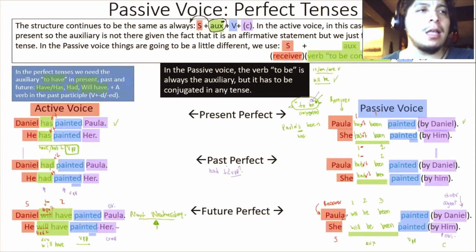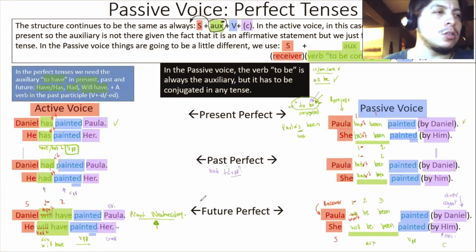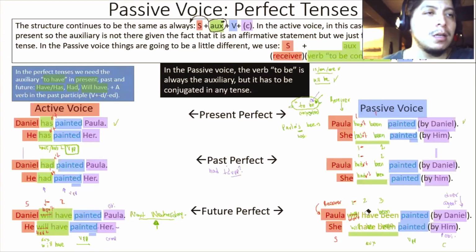Perfect. And what about the future perfect? We have 3 words. What happens when we have 3 words? The same thing. If you have 3 words, only the first one takes the negative. Instead of will, you will say won't. Paula won't be being painted by Daniel. She won't be being painted by, sorry. I made a huge mistake here. It's not will be. I think you saw it. Will be is not the auxiliary.